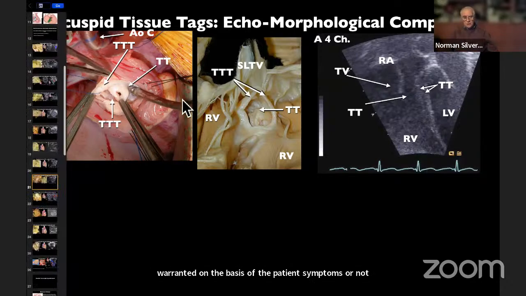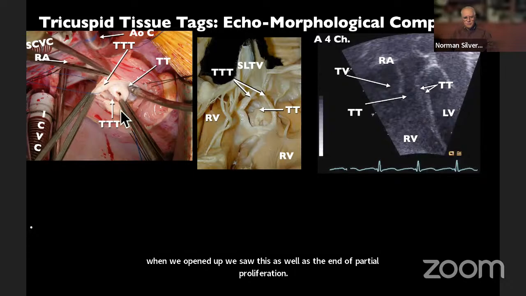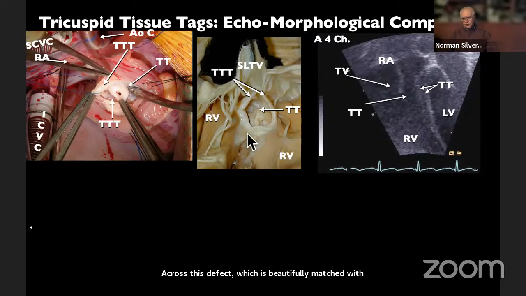And here is a patient who had this disease, as you can see, but died from ischemic coronary artery disease and got a heart transplant for the ischemic coronary disease. And when we opened up, we saw this tricuspid pouch here, as well as the endocardial proliferation across this defect, which is beautifully matched with what we saw at surgery. So this patient escaped and later on in life had a heart transplant for ischemic cardiomyopathy.